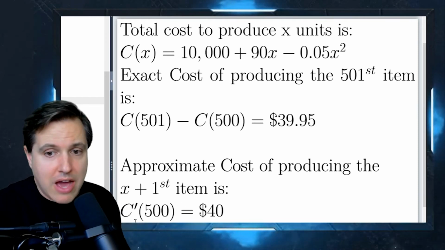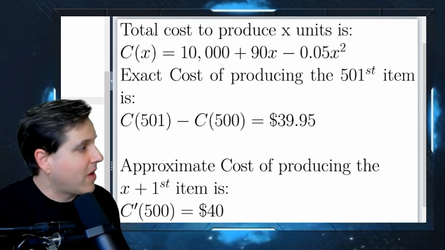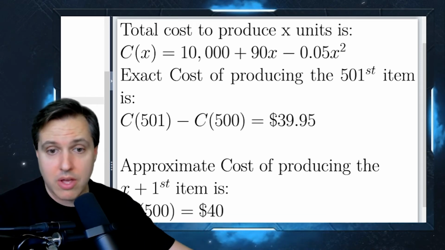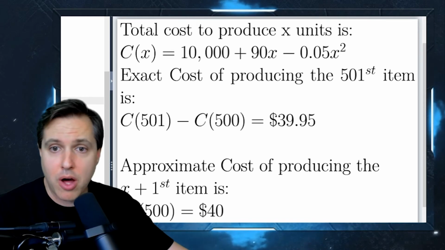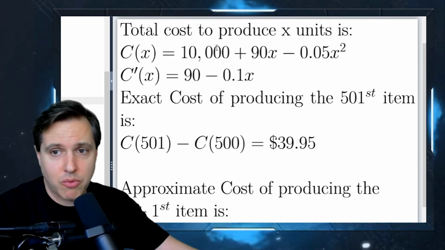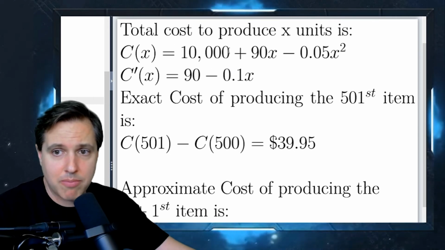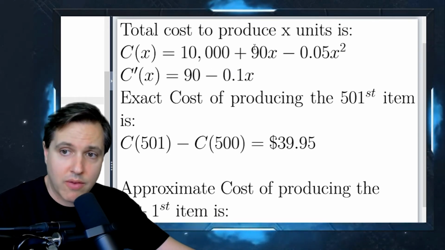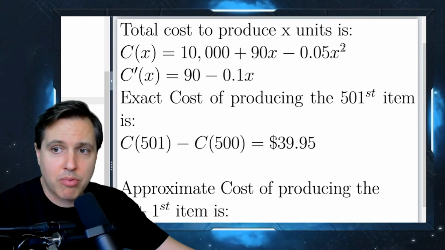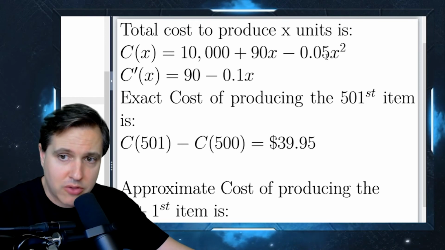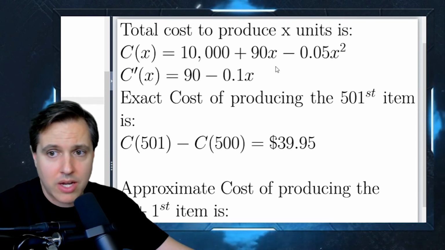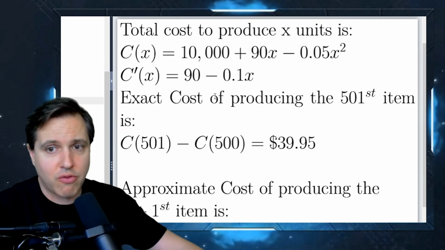So what we would do is calculate the derivative, c prime of x, and that should be pretty easy to do because it's a polynomial, and taking the derivative of a polynomial is really easy. So we see it right here, right? When we take the derivative of the constant term, it becomes 0. When I take the derivative of 90x, it becomes 90. And when I take the derivative of the last term, we bring the 2 down. 0.05 times 2 becomes 0.1, and then we decrease the exponent by 1, giving us an x. So this is our derivative right here.